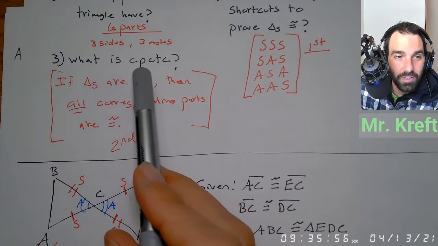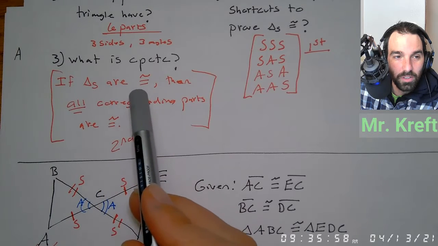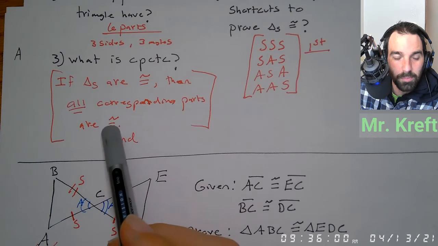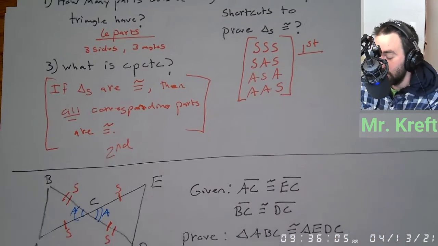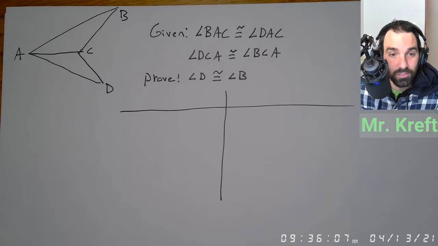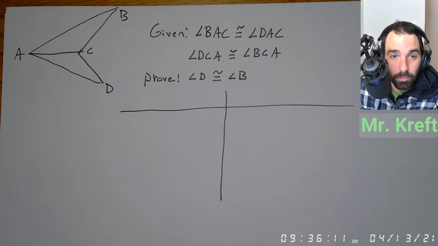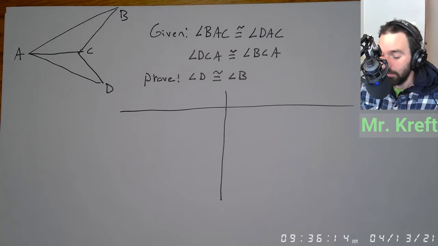So what is CPCTC? If the triangles are congruent, then all corresponding parts are congruent. So what always comes first? Proving triangles congruent. So even though it doesn't say prove triangles congruent, what are we going to do? We're going to prove triangles congruent.